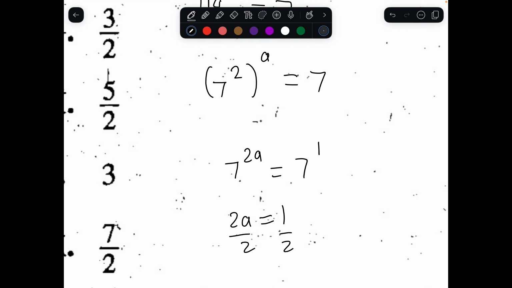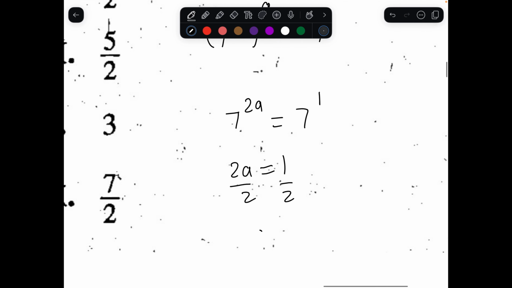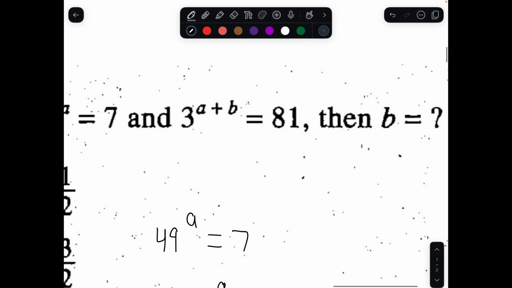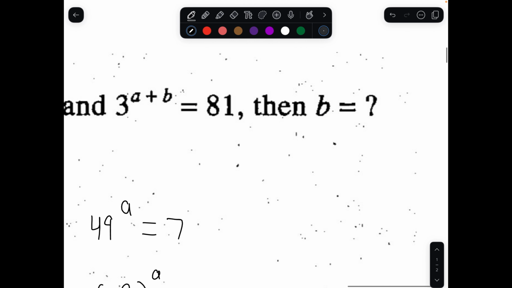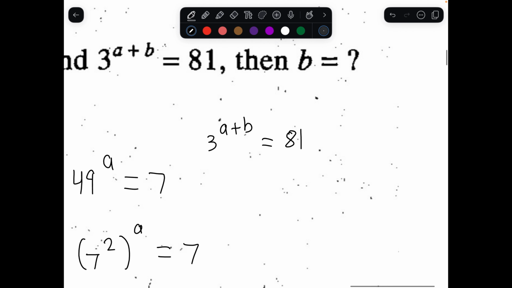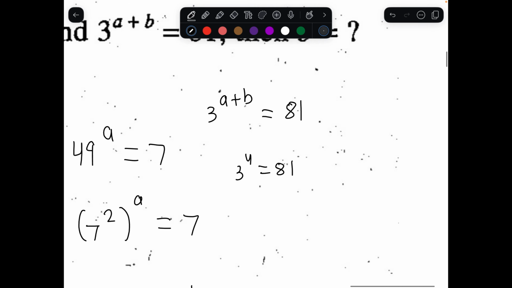So a equals 1/2, right? And now, since we know what a is, we can plug it in to this equation. But first, it tells us that 3 raised to the power of a plus b equals 81. And remember that 3 raised to the power of 4 equals 81, right? So this means that a plus b has to equal 4.